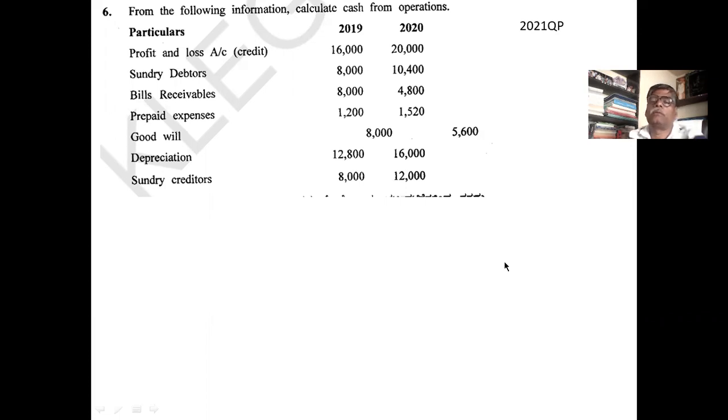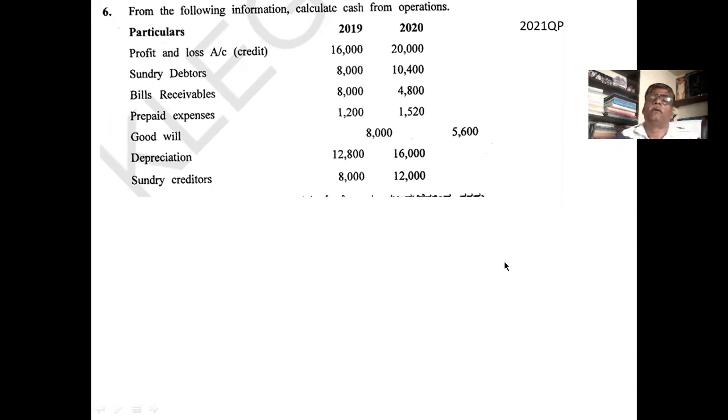So to calculate cash from operation, first calculate the fund from operation. In the fund from operation, you adjust the changes in working capital. If you adjust the changes in working capital, whatever answer comes, that is the cash from operation. This is the point you remember.